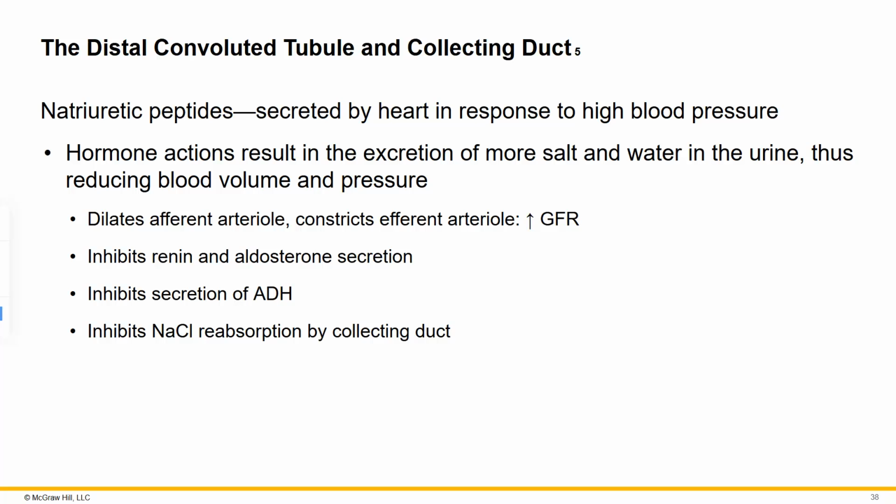Natriuretic peptides are secreted by the heart in response to high blood pressure. Their goal is to make you pee more so that your blood pressure drops. So it results in the excretion of more salt and water in the urine, thus reducing blood volume, which decreases blood pressure. It dilates the afferent arteriole, constricts the efferent arteriole to increase glomerular filtration rate. It inhibits renin and aldosterone secretion and inhibits secretion of antidiuretic hormone. It inhibits sodium chloride reabsorption by the collecting duct.